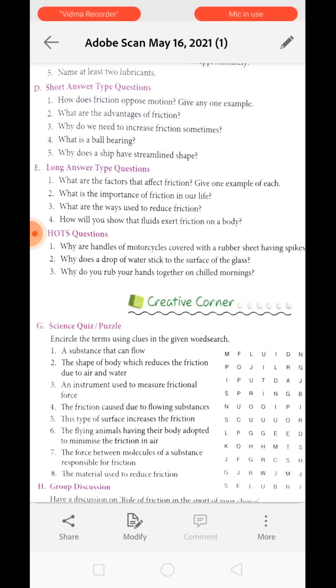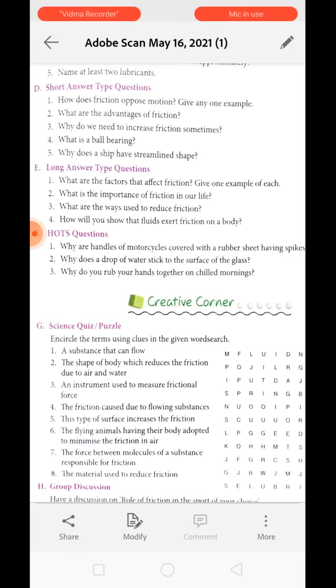Okay, second question, what are the advantage of friction? Friction make us able to hold the object or walk on the surface. It also help to stay standing on the surface without falling or slipping down. Okay, so it is very important because friction provides us chance to make gripping between the two surfaces. Okay, next is, why do we need to increase friction sometime? We need to increase friction sometime to have better control of motion.